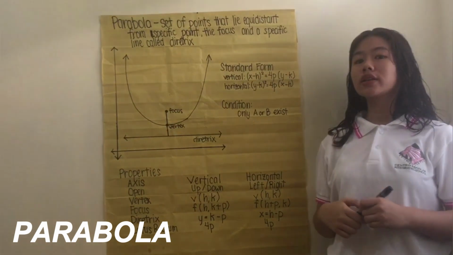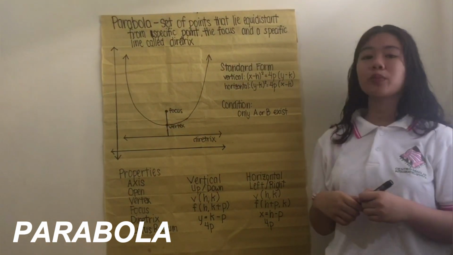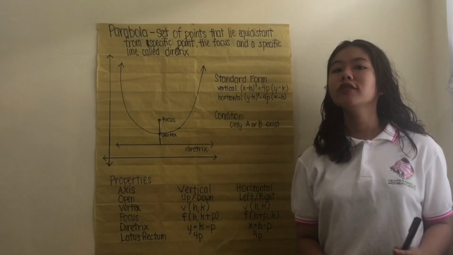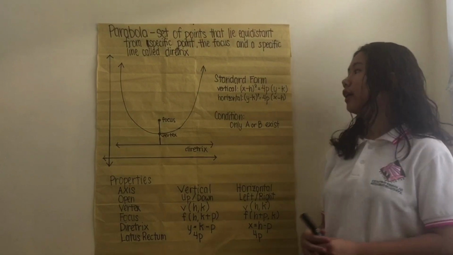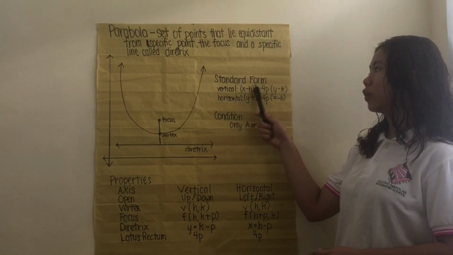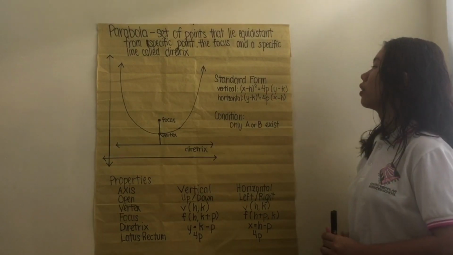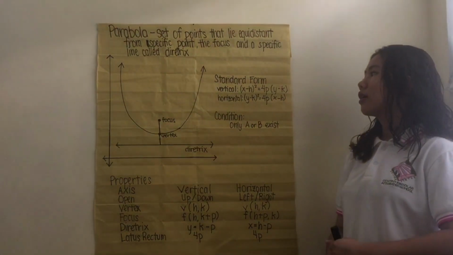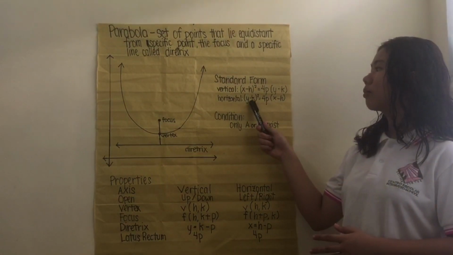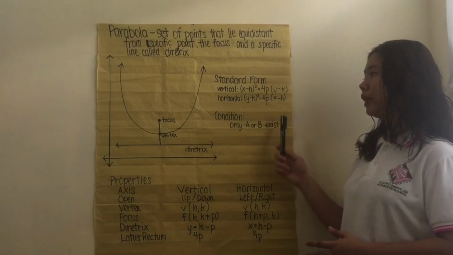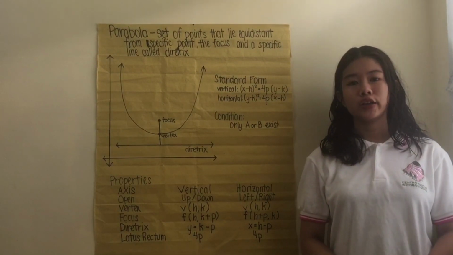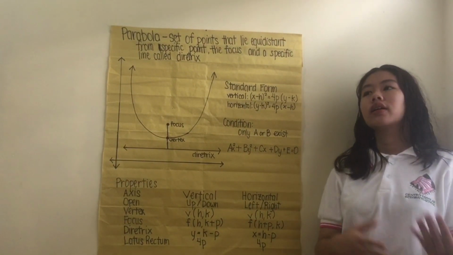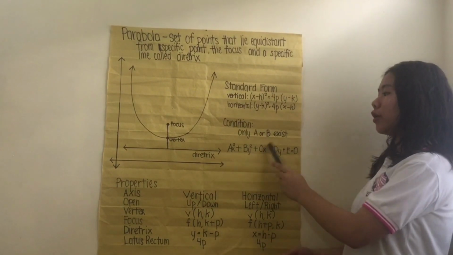I am going to discuss the second kind of conic section, which is the parabola. A parabola is a set of points that lie equidistant from a specific point called the focus and a specific line called the directrix. The standard form of a parabola, if it's vertical, is (x minus h) quantity squared equals 4p times quantity (y minus k). And if it's horizontal, the standard form is (y minus k) quantity squared equals 4p times quantity (x minus h). To differentiate a parabola from a circle, the only condition is that in the general form, only A or B exists.